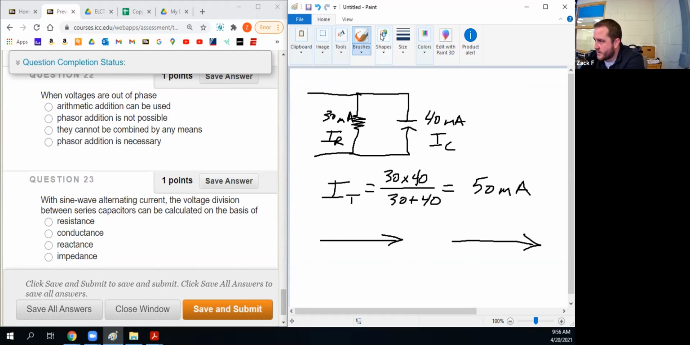Phasor addition is necessary. Think of it this way. Are these two in phase? The black and the blue, are they out of phase? I got a smaller voltage and I got a bigger voltage, both starting from the same point. Are they in phase or out of phase? They're in phase. If they're out of phase, phasor addition is necessary.